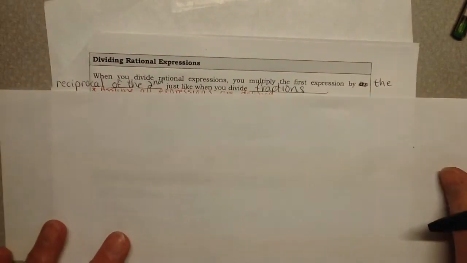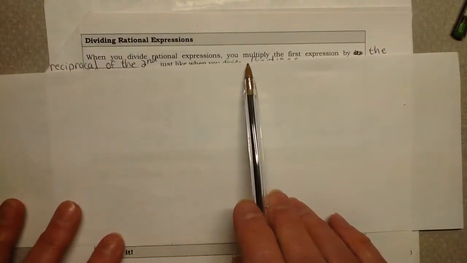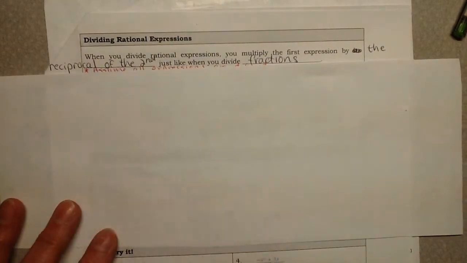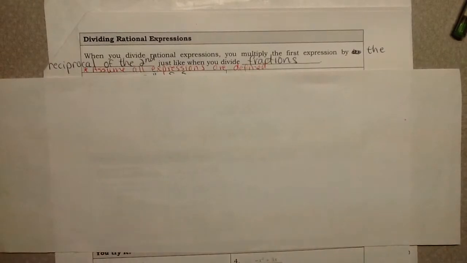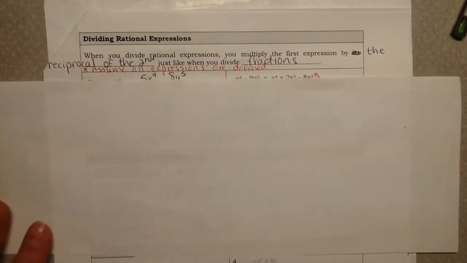All right, when you divide rational expressions, we're going to change this wording just a little bit so it's a little clearer. When you divide rational expressions, you multiply the first expression by the reciprocal of the second, just like when you divide fractions. Now, for the example we're doing here, we're going to assume that all expressions are defined.